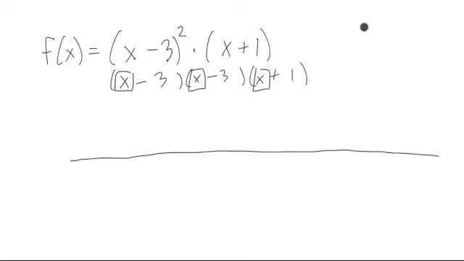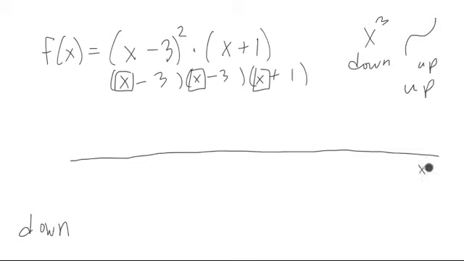In this particular case, it's x cubed, which means that the end behavior will be down, up. So we know that globally, or far away, we're going to start down and we're going to end up. And I just drew the x-axis.